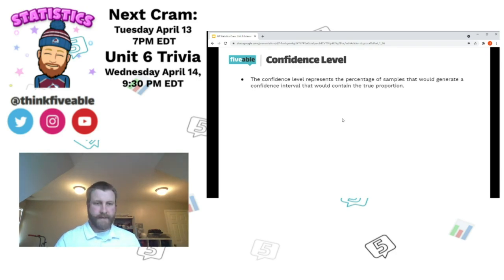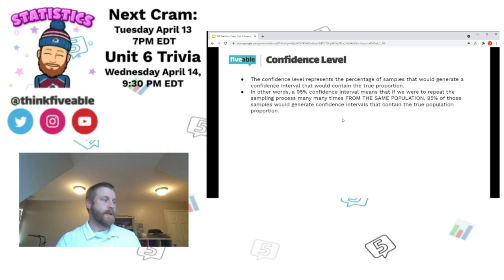Okay, so the confidence level is the percentage of samples that is going to generate a confidence interval that would contain the true proportion. That is a mouthful. I really want to unpack that. So, in other words, a 95% confidence interval, like we were just looking at, means that if we were to repeat that sampling process many times, in other words, if we were to take 1,000 random samples from the same population, 95% of those, that would be 950 of those samples, would generate confidence intervals that would contain the true population proportion, okay?